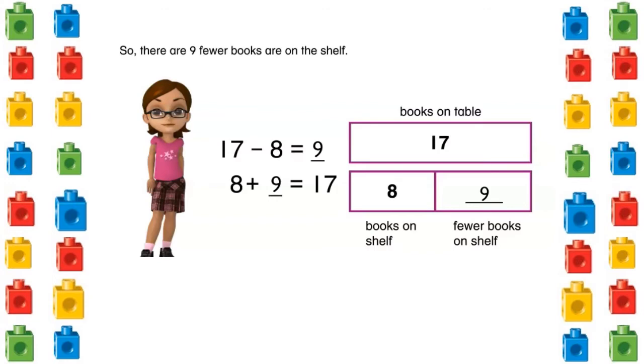Now, in this slide, we use doubles and near doubles facts and a bar diagram. You didn't have to use those. You could have used a number line. You could have used your counters. Maybe you already know the fact. You still have to read the word problem carefully, okay? Let's move on.